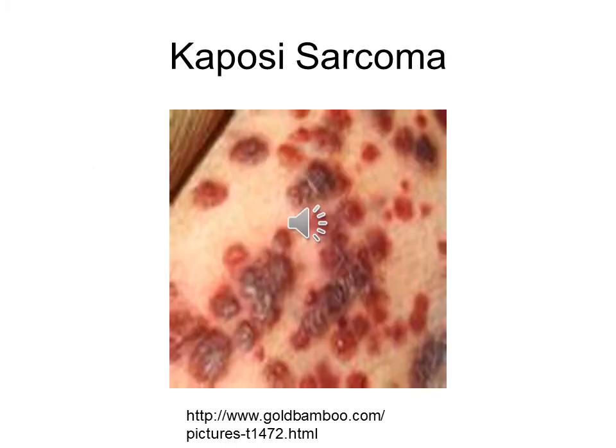Kaposi sarcoma is a malignancy of endothelial cells that line small blood vessels. It was one of the first opportunistic cancers associated with HIV infection. It has also been linked to the herpes 8 virus. People with the condition have large circular red or violet lesions on their skin, also in their mouth, their lungs, and their gastrointestinal tract. This is a cancer normally not seen in the general population who have a normal immune system.